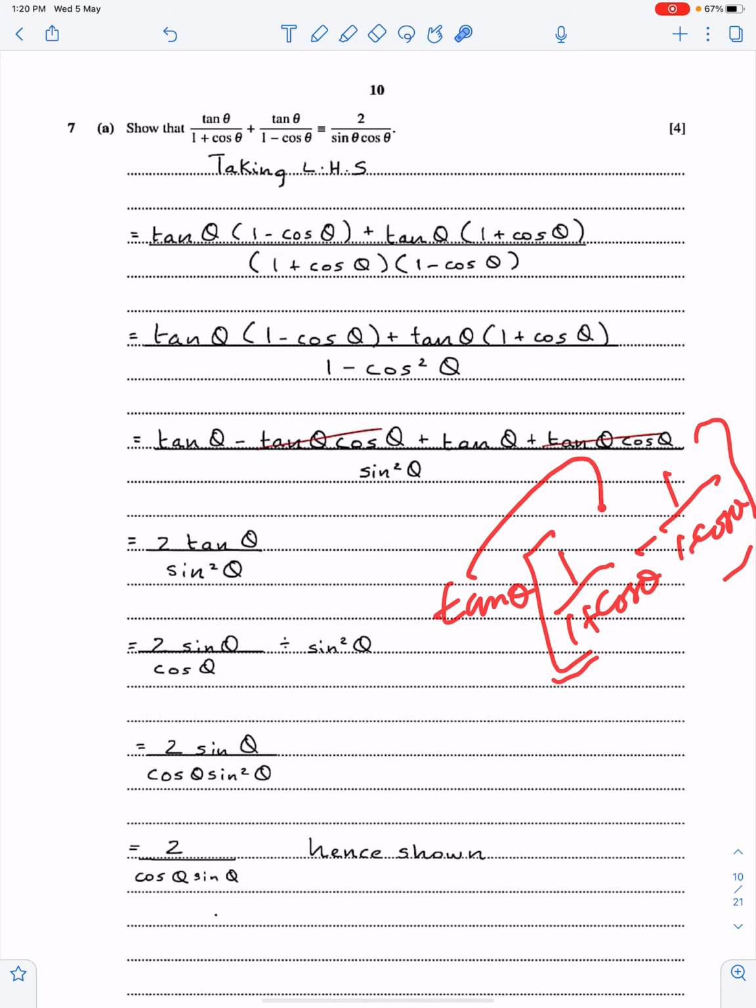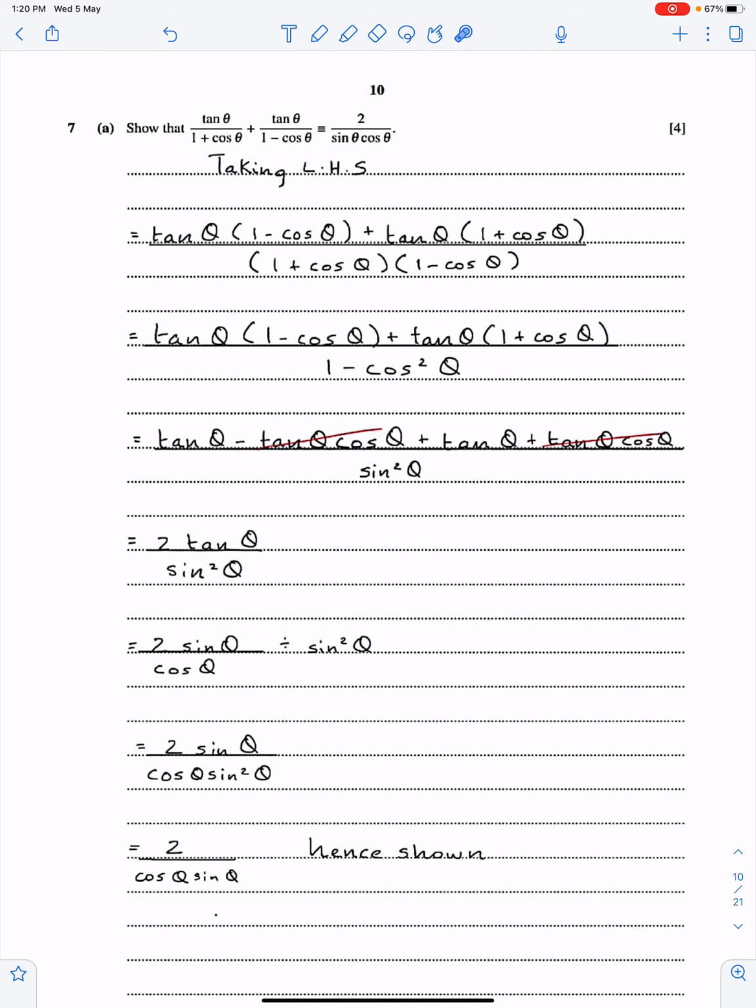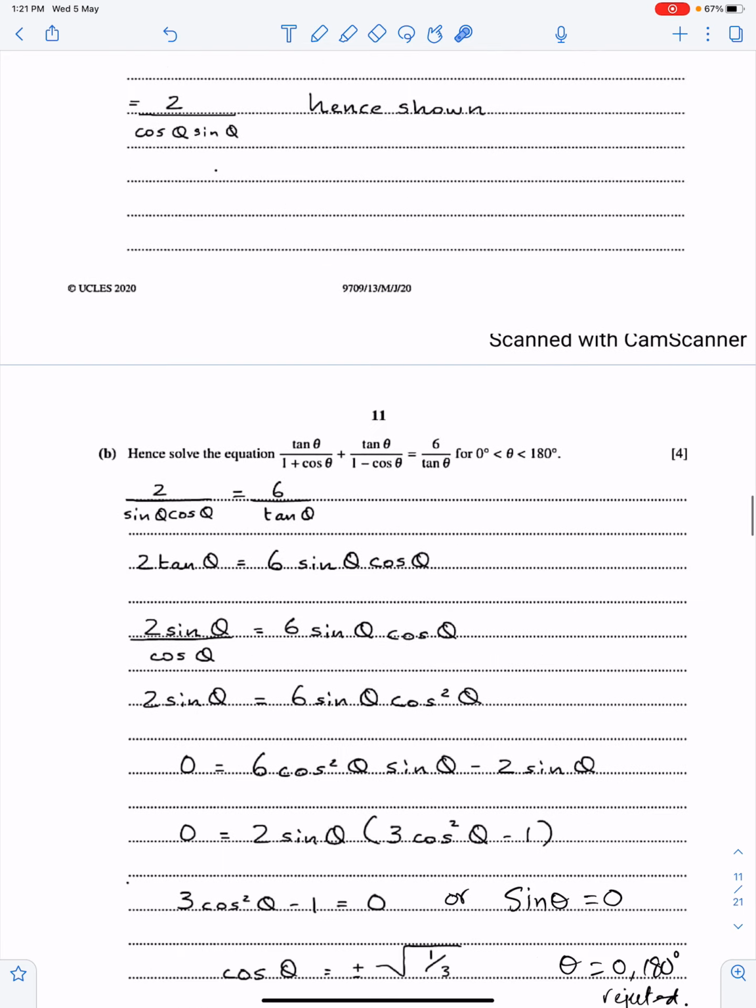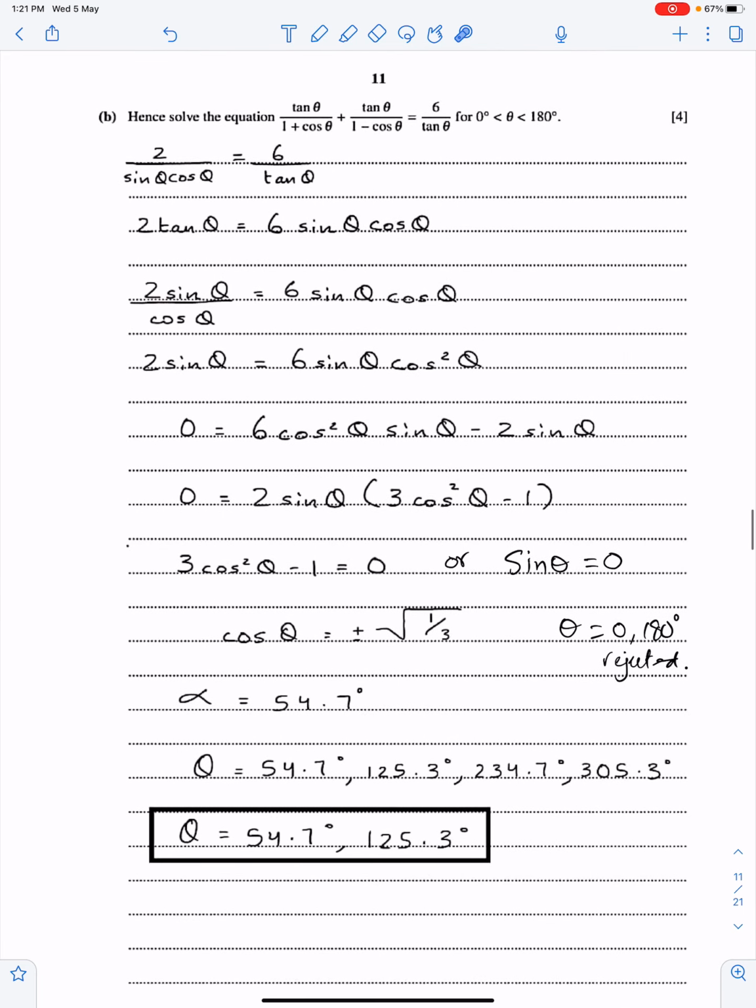We could do this question in this way as well. Both methods are right. Hence solve the equation. So we will first replace this by 2 upon sine theta and cos theta. By cross multiplication, we have this equation.